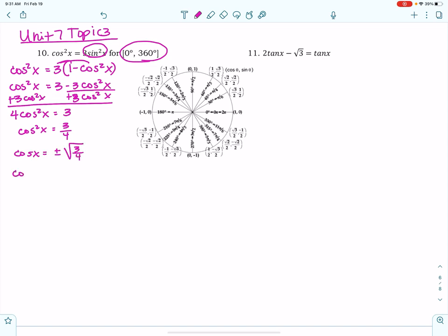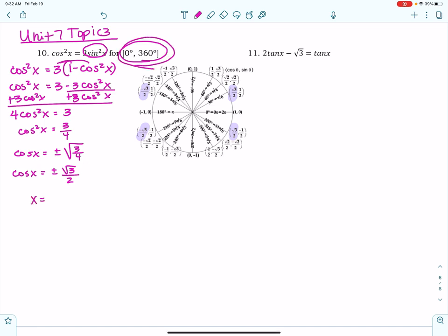So I end up with cosine x equaling plus or minus the square root of 3 over 2. And this does occur on the unit circle, so that makes me happy. So cosine positive radical 3 over 2 right here and right here. Negative radical 3 over 2 right here and right here. So it occurs 4 times on the unit circle. I do not have to add anything to my solutions because I'm restricted to only once around the circle.